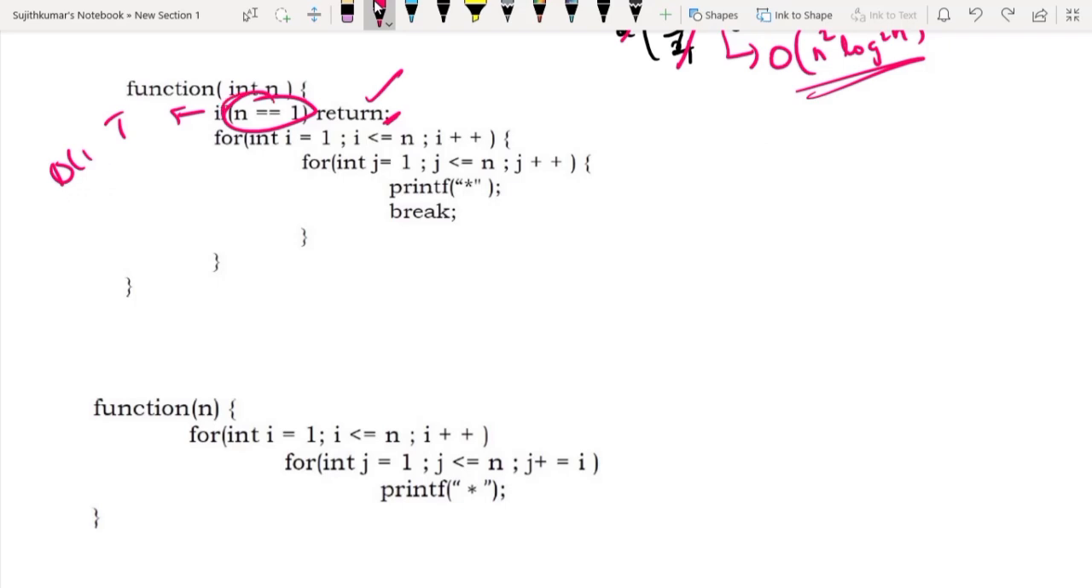This is called the best case, where the time is rapidly reduced. If you assume a single condition to be true, the time is getting reduced here, right? So this is not the correct way. Instead, I have to assume this condition to be false, so that nothing will be returned and I will be executing these statements. That is the idea here. In the worst case, I have to assume that condition to be false.